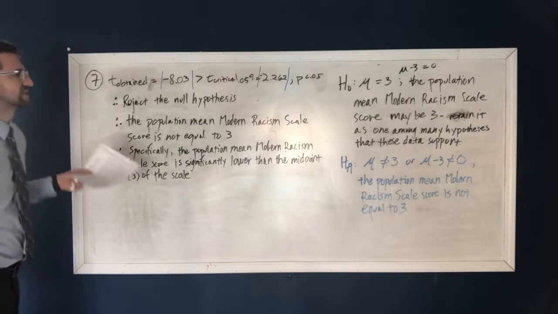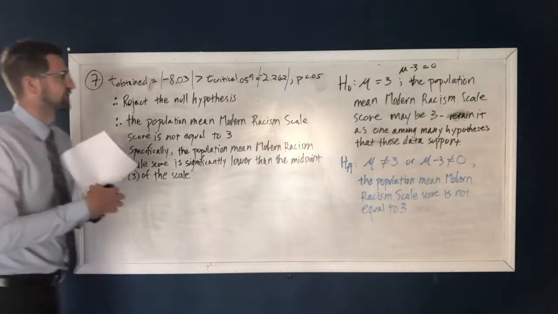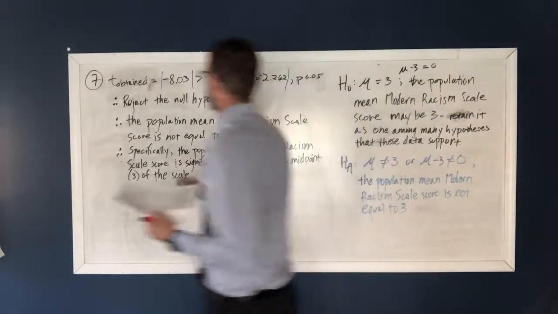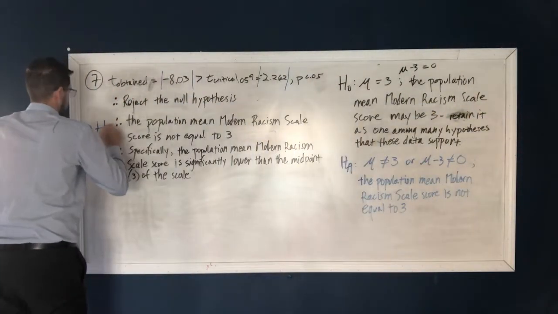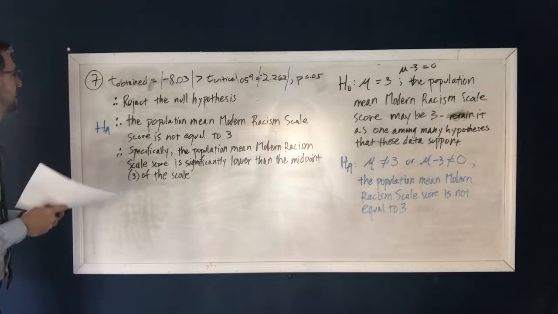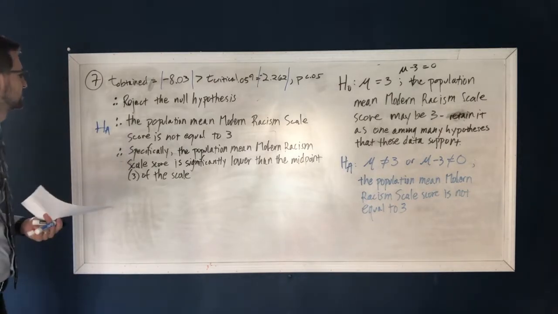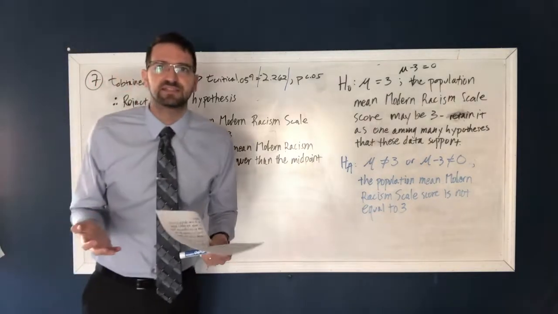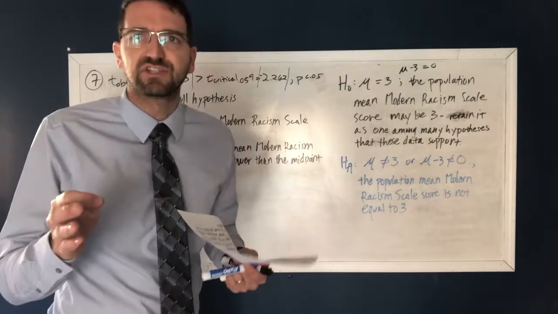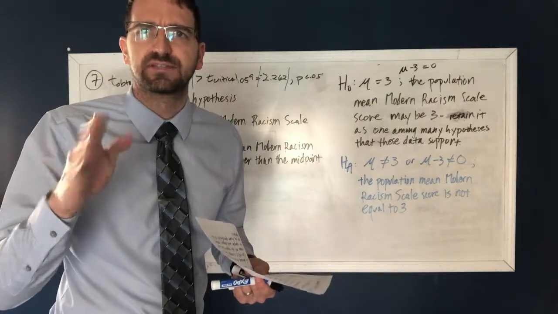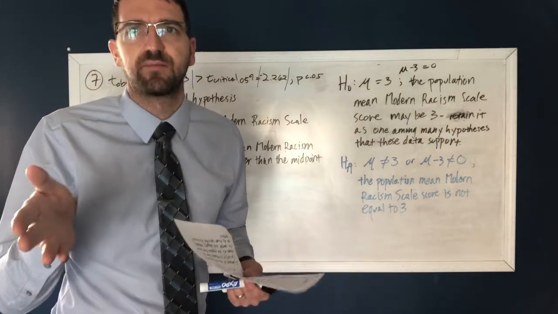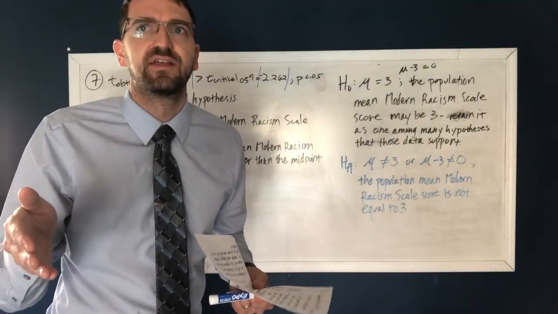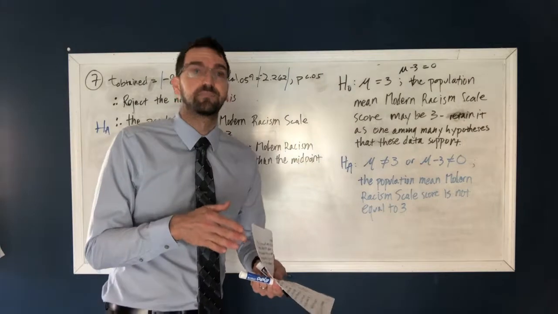And we're going to restate the alternative hypothesis, right? Because we rejected the null. So this is the alternative hypothesis, and it's saying the population mean modern racism scale score is not equal to 3. But what direction is it in? Well, we find the direction by going back to our sample data and looking at our sample mean. So our sample mean was 1.715, which is below 3.